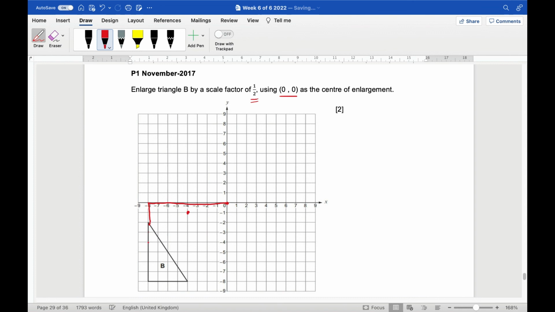So how big is this side? 1, 2, 3, 4, 5, 6. So I'm going to go down 3. And instead of across 4, I'm going to go across 4. That shape there is half as big and half as far away from the centre.